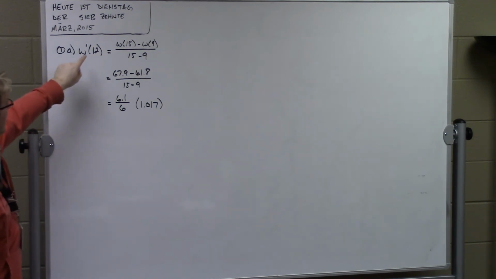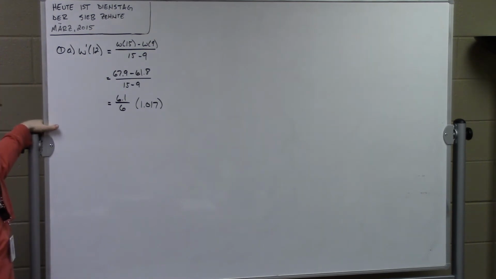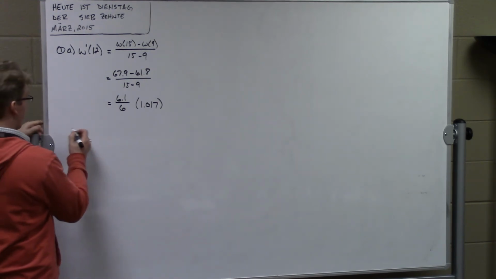First off, what does W prime of 12 mean? W prime of 12, that's the slope at 12. This is our estimate for the slope at 12. Okay. What is a slope? Derivative. How much it's changing, rate of change. So that's how I would interpret this.